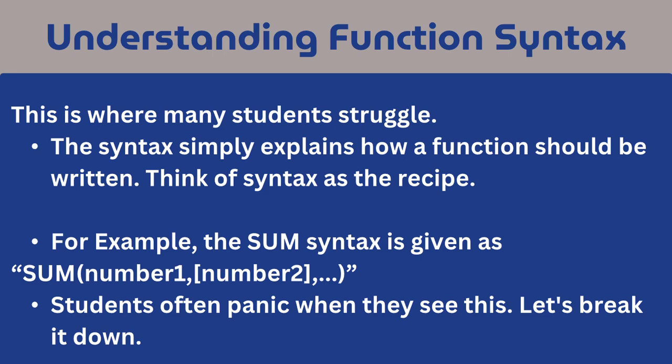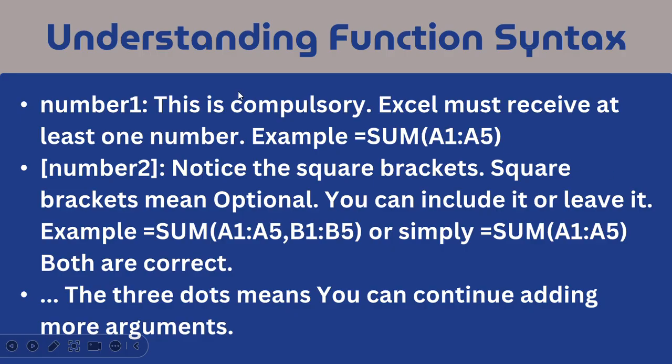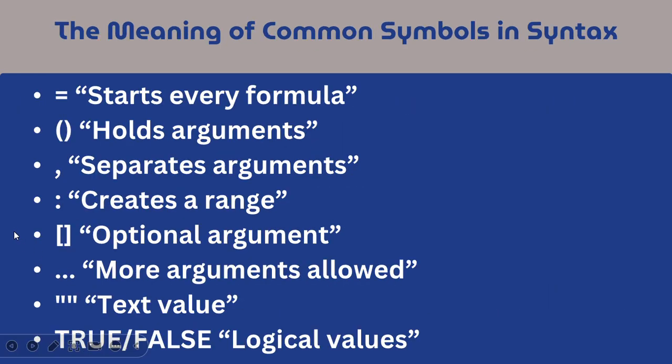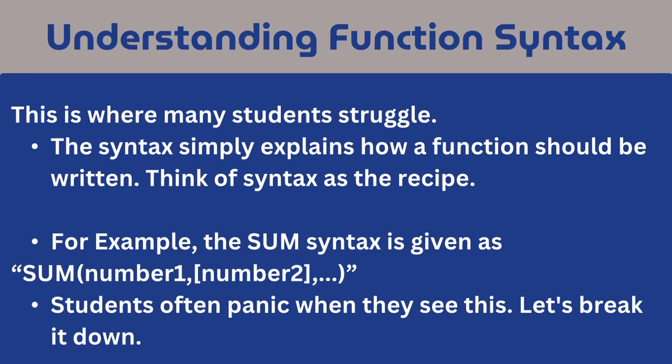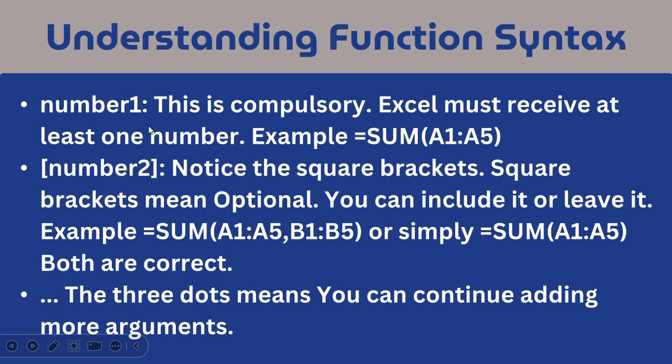So let's look at it now. Remember we talked about the parts of a function. Number one, we saw the function name SUM. Then number1 and number2. Number1 is compulsory. Excel must receive at least one number.